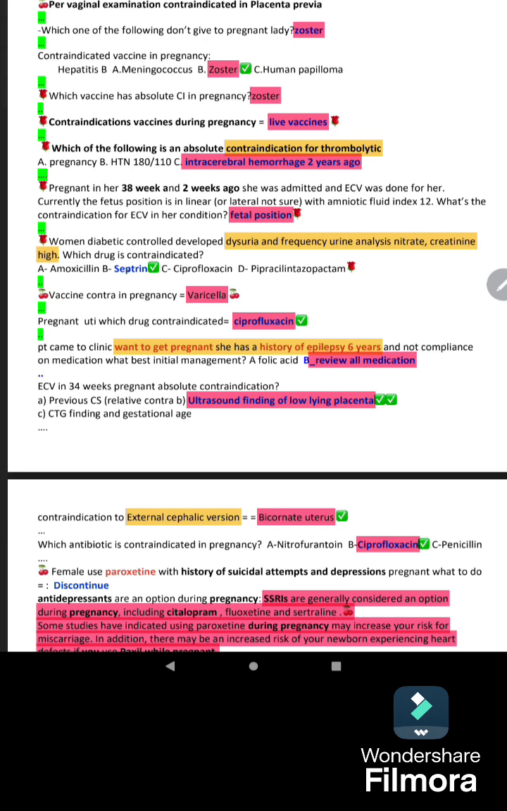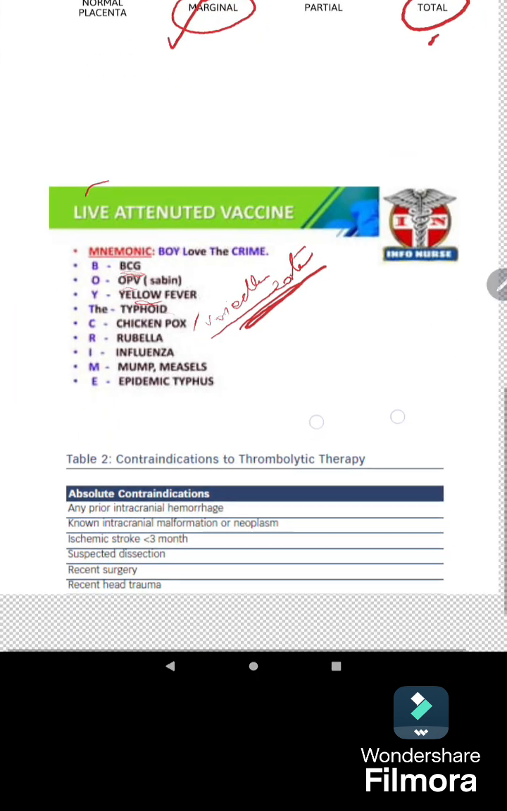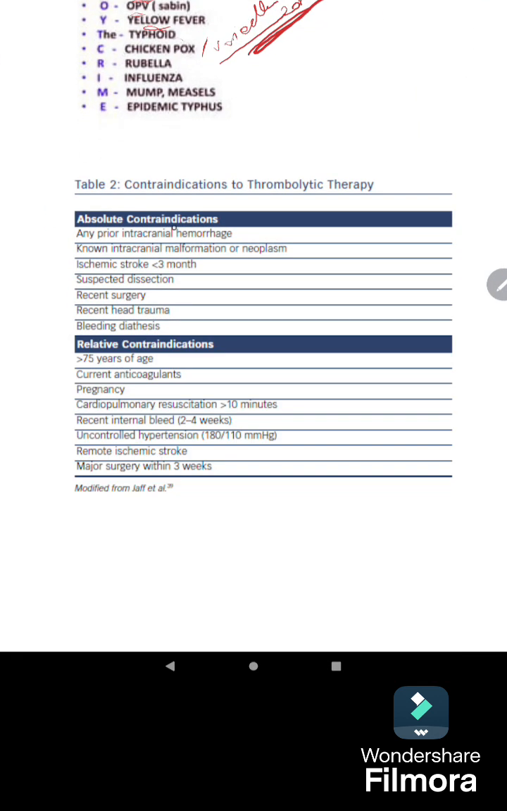So here you can see the table. Under absolute contraindication, any prior intracranial hemorrhage, irrespective of the time, is considered an absolute contraindication. Then non-intracranial malformation or neoplasia, ischemic stroke less than 3 months ago, suspected dissection, recent surgery, recent head trauma, and bleeding diathesis. In these cases, it is an absolute contraindication.